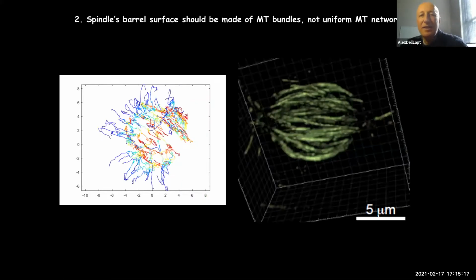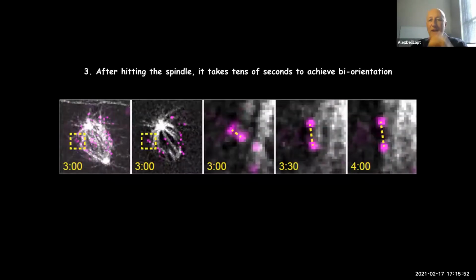Second, that the surface has to be made of bundles. And indeed, this is true. So when crosslinkers, PRC1s, crosslinkers that crosslink antiparallel microtubules at the equator of the spindle were imaged, you have those ribs that are at a few microns distance from each other instead of the continuous surface. And you can also kind of see these discrete ribs along which chromosomes move after hitting the spindle. Then the most dramatic data was the following.